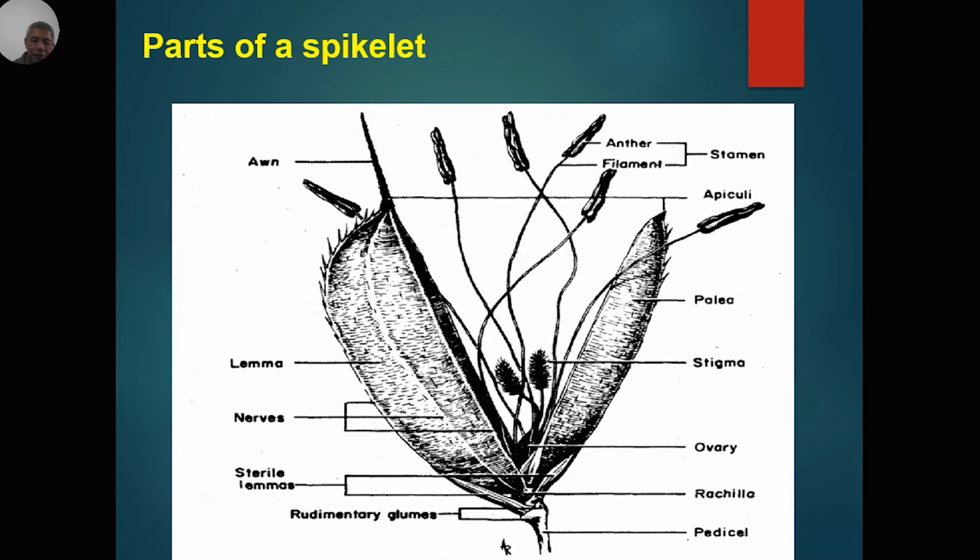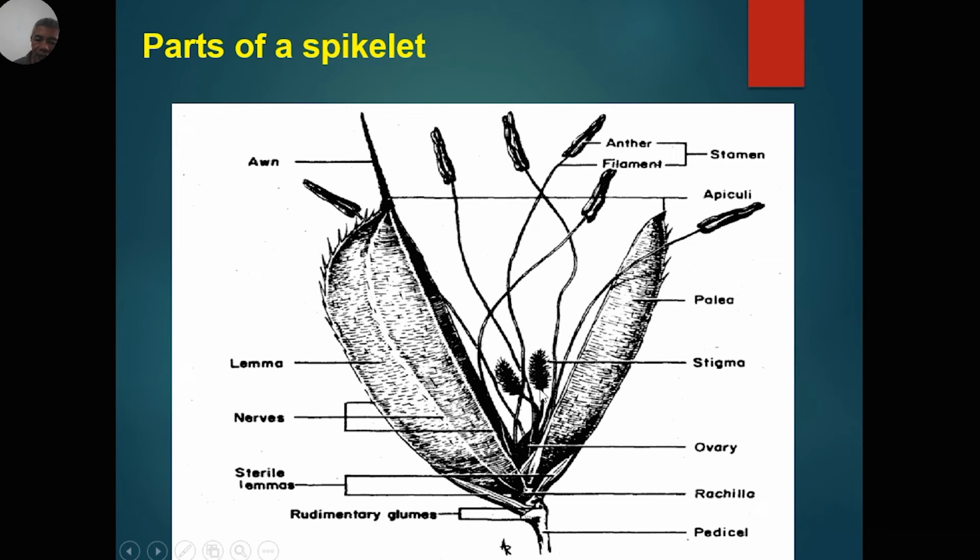The floret consists of the lemma and palea and flowers. Actually, in other plants, this can be considered as the petals. The lemma and palea are the outer hard covering. This is the outer hard covering. The flower of rice consists of the pistil and the stamen.